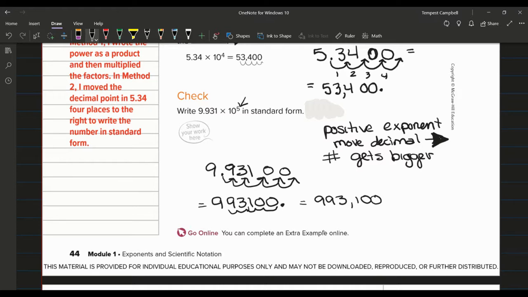Another way to think about this is if I have a positive exponent, that means the number gets bigger. If I moved my exponent to the left, my number is going to get smaller, right? It gets smaller. So going this way gets smaller. Going this way gets bigger or larger. So let's double check our answer. Yep, that's what we got.